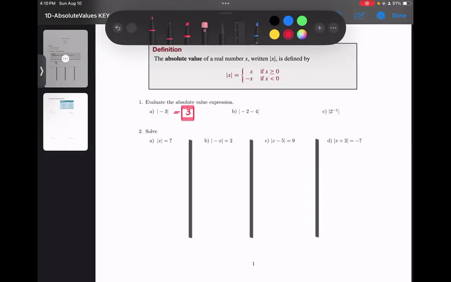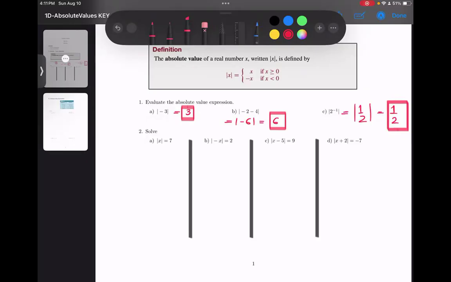Next, the absolute value of -2 minus 4. First, we're going to simplify inside the absolute value. So it'll be |-6|, which is 6. And the absolute value of 2 to the -1. Let's rewrite this: 2 to the -1 is not a negative number, that's just 1/2. And 1/2 is already positive, so we just leave it as is. So the final answer will be just 1/2.